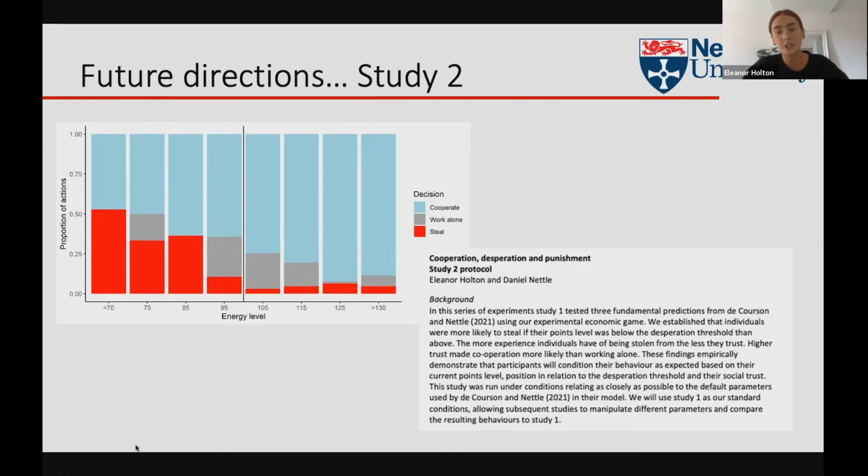So what we're currently doing is we're in the process of running a second study that aims to tease apart these mechanisms and hopefully provide evidence for the desperation threshold. After that, there's loads of ways that this research could go. So for example, we would be able to manipulate inequality, punishment severity, and there's loads of different things we can go with. So we're really excited about that.